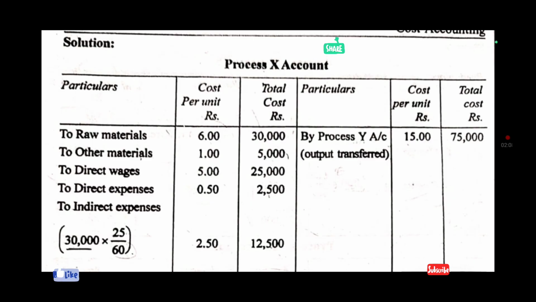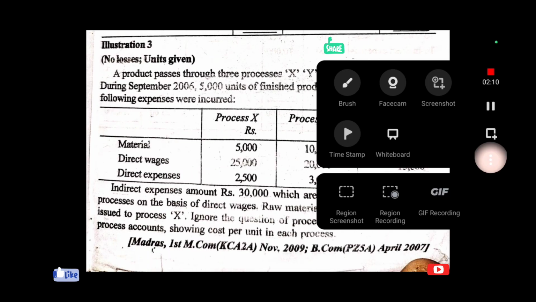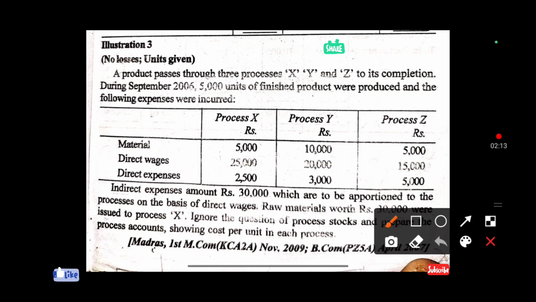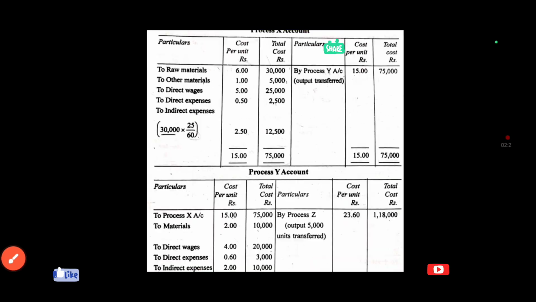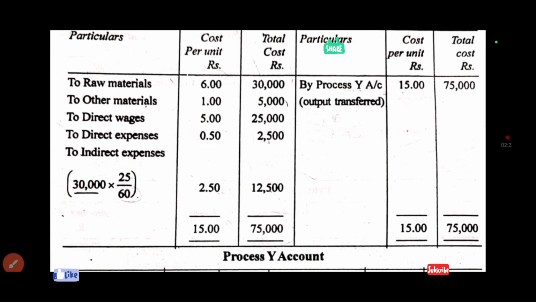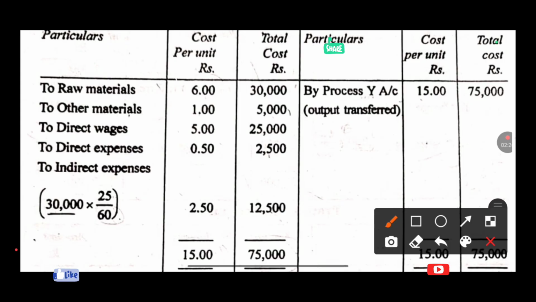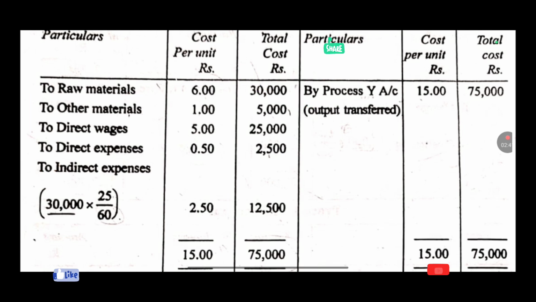In the additional information they have given raw materials 30,000 rupees issued to process X. So the first entry on the debtor side, we need to enter "To raw material". Always start the word with "To" on the debtor side and "By" on the creditor side. How much rupees have they given in the question? 30,000 rupees. We enter the amount 30,000 rupees in the total column.